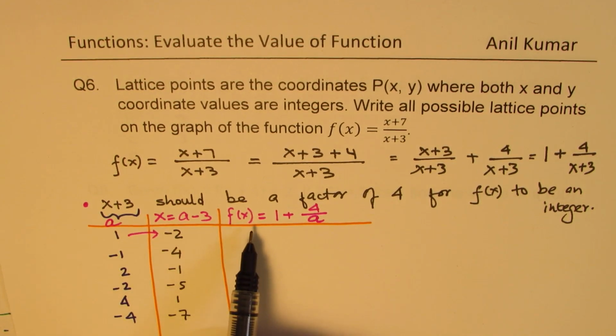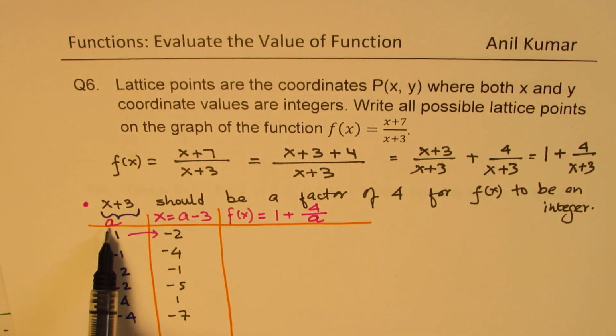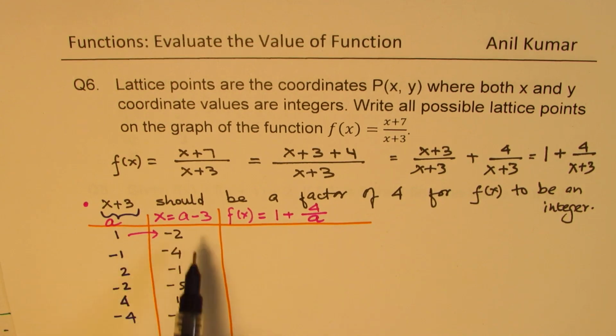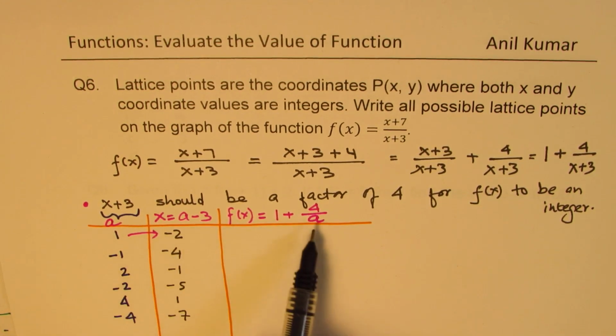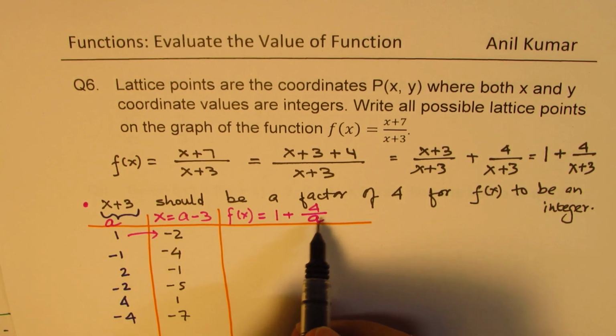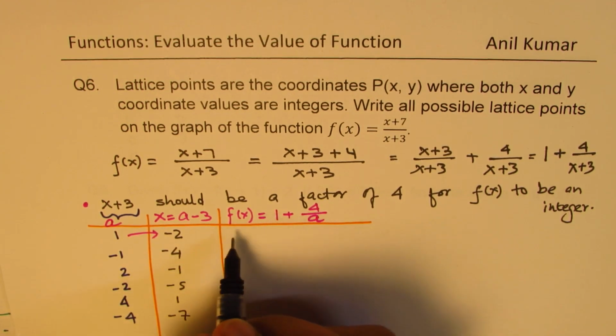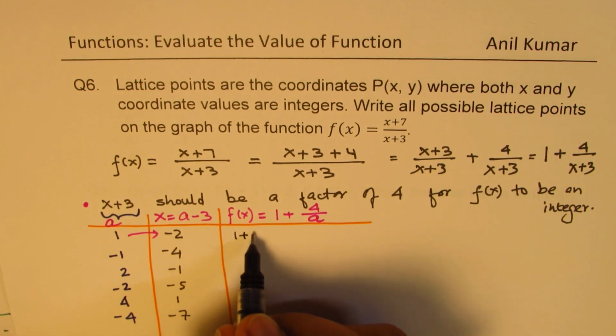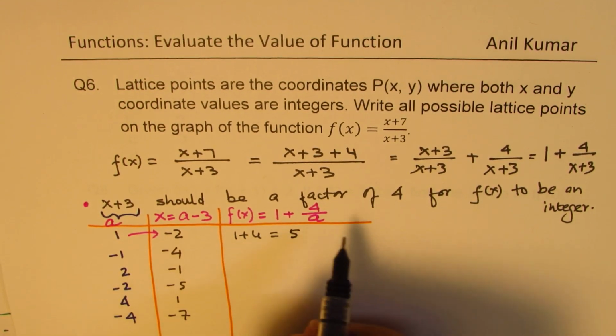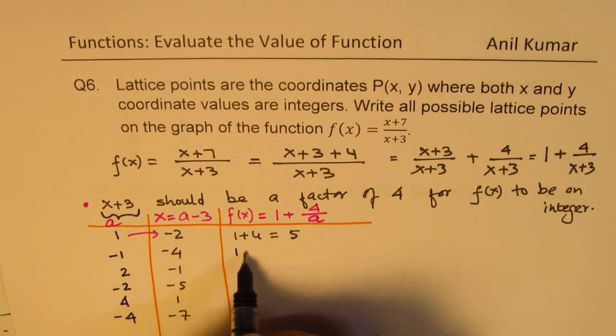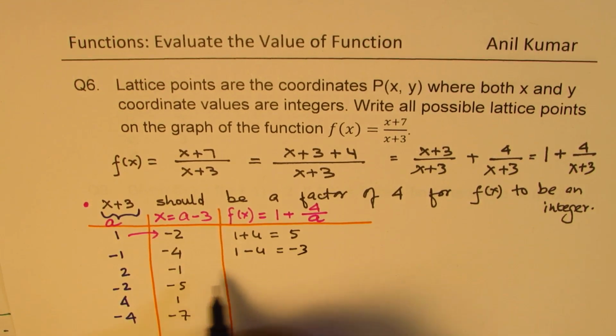F of x values will be, we have to look into this value of a. So we are saying a is 1. So this is 4, right? So 1, when you divide into 4, you get 4. So this value will be 1 plus 4, right? So we get 1 plus 4 here, which is 5. You get the idea. Minus means 1 minus 4, correct? So you get a value which is minus 3.